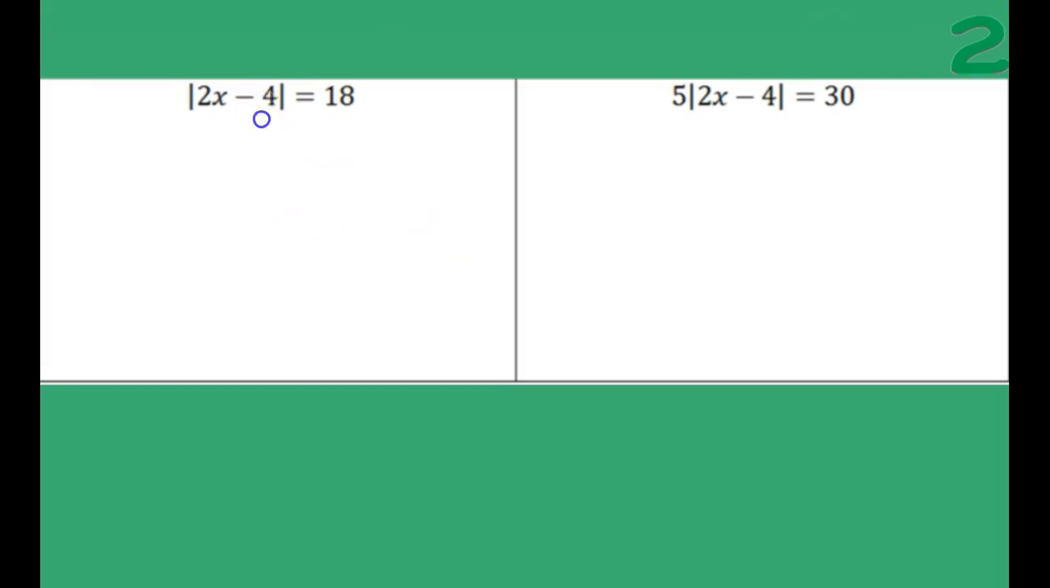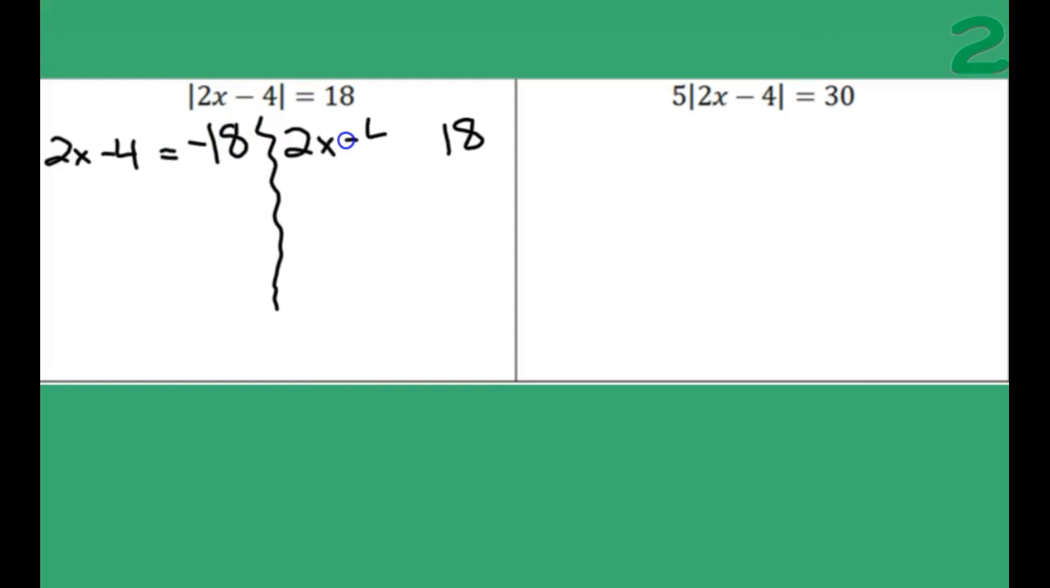Here we're going to have two problems again. One is going to be set equal to negative 18, and the other one will be set equal to positive 18. So we'll have 2x minus 4 equals negative 18, and 2x minus 4 equals positive 18. What we need to do first is get rid of the minus. We're always trying to get rid of subtraction or addition first before we do anything else. So we need to add 4.